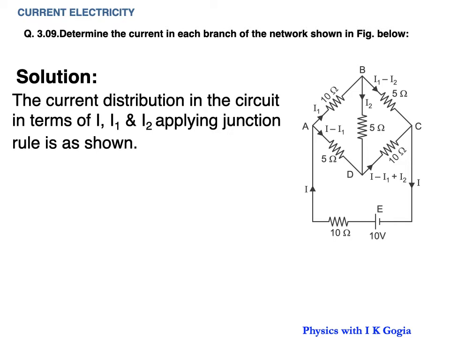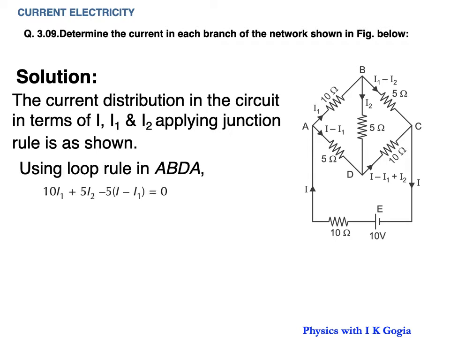Now let's see how do we solve this question. Using loop rule in ABDA. Remember, we have to take a closed loop in any direction. Any closed loop, any direction. So first loop which we are taking is ABDA. Here the condition is 10I1 plus 5I2 minus 5(I minus I1) equal to 0. This simplifies to 5I minus 15I1 minus 5I2 equal to 0.